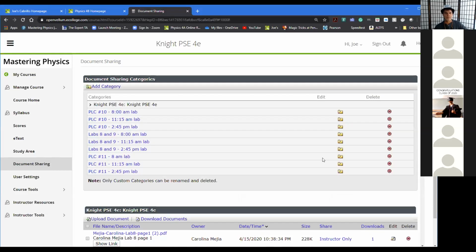Okay, how do we turn in PLC number 11? Let's just do one more screen share. Document sharing. In Mastering Physics, I created new folders for PLC number 11 for the 8 a.m. lab, 11:15, and 2:45. Again, it's just a one-page cheat sheet to help you stay organized. Then just like before, take a picture of it or make it a PDF and make sure you rename it before you upload it to Mastering Physics. Great questions. Any other questions before I go through and talk about each chapter and what's important in terms of the upcoming celebration?